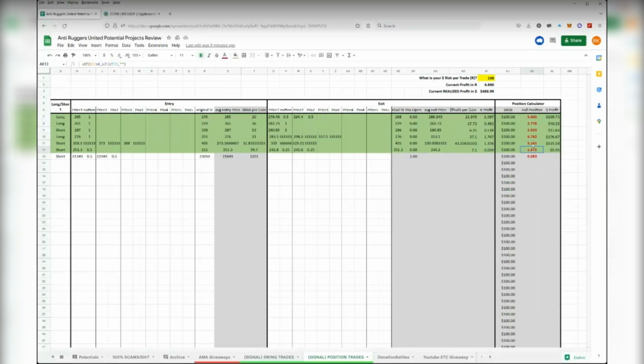Basically, for this trade, if you wanted to risk $100, you would have only traded 3 BNB. You would have shorted 1 BNB at 358, 1 BNB at 373, and 1 BNB at 388. Because it was $30 of risk per BNB. So that's why you would have only bought 3 BNB.